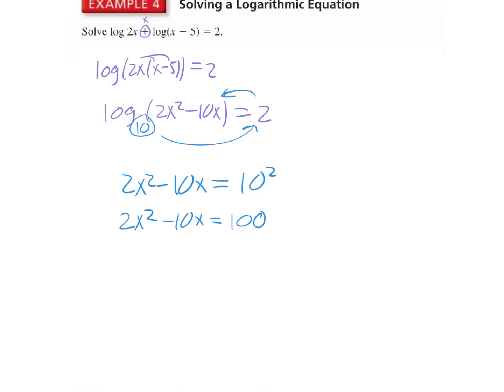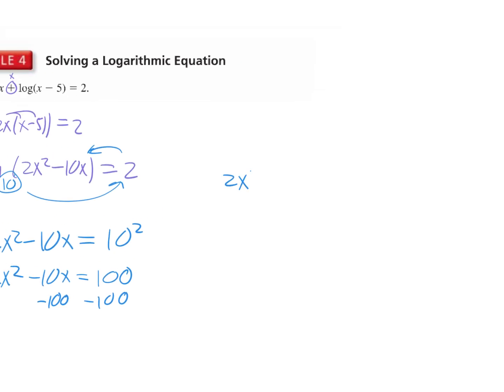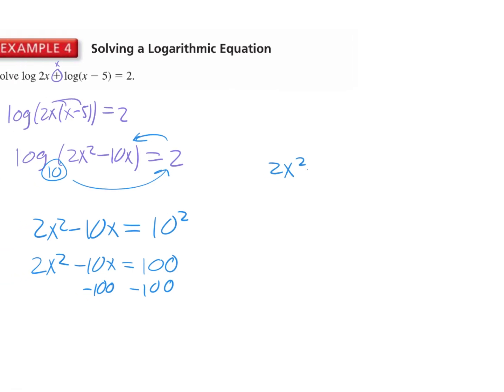And then this is just a quadratic equation, so I can go ahead and subtract 100 on both sides, and then we get 2x squared minus 10x minus 100 equals 0. And if we recall, to solve a quadratic equation, first we want to take out a GCF and then see if whatever's left over is factorable. In this case, we can divide everything by 2. Divide both sides of our equation by 2, and then we get x squared minus 5x minus 50 equals 0.